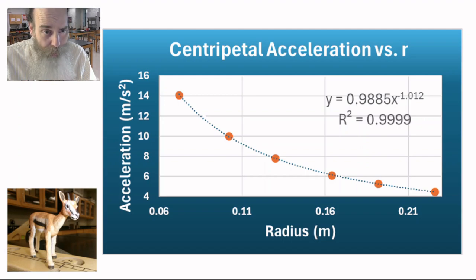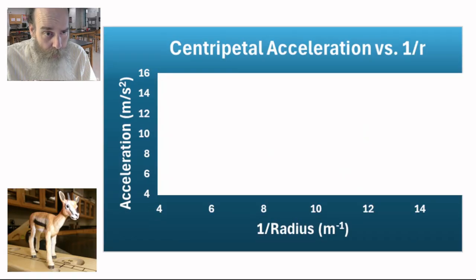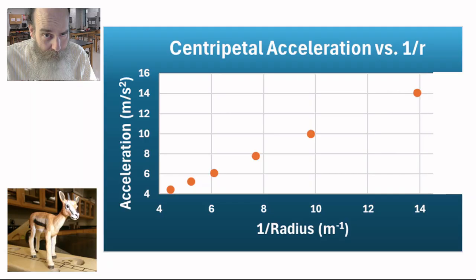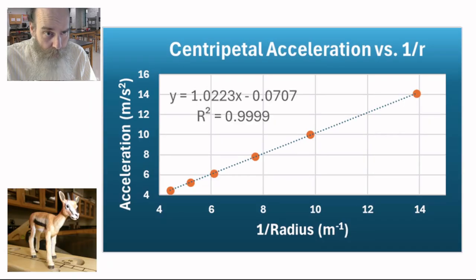So let's plot acceleration versus 1 over r. Here's what we get. A very nice straight line, which is what we expect. Let's fit the line. There we go. A very good fit. y equals 1.0223x. So y is the acceleration, x is 1 over r. So y is proportional to 1 over r.